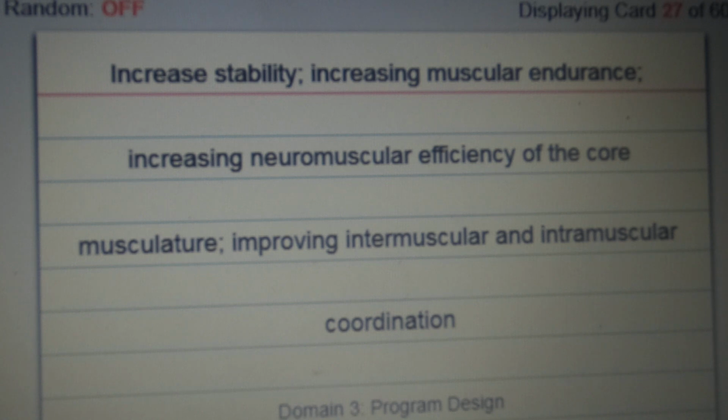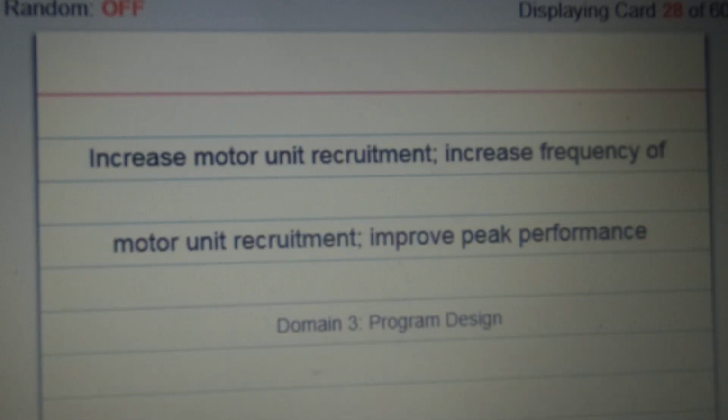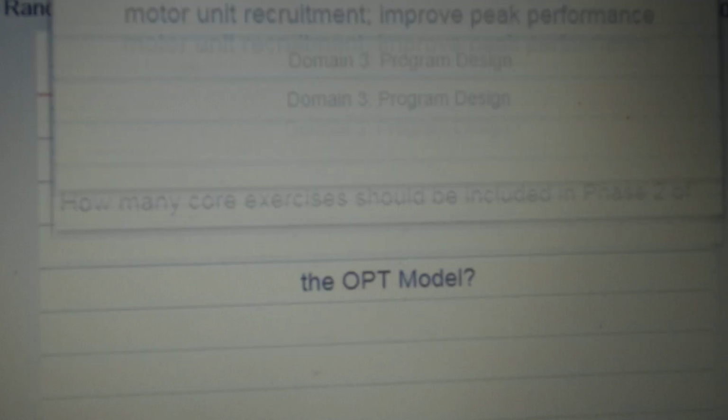What are 4 primary focuses of phase 1 stabilization endurance training? Increased stability, increasing muscular endurance, increased neuromuscular efficiency of the core musculature, improving intermuscular and intramuscular coordination. What are the 3 goals of phase 4 of the OPT model? Increase motor unit recruitment, increase frequency of motor unit recruitment, improve peak performance.